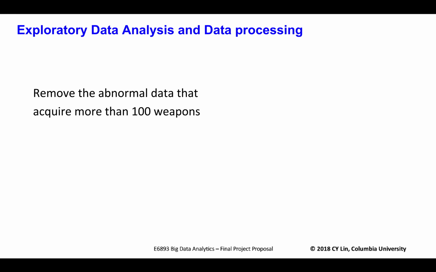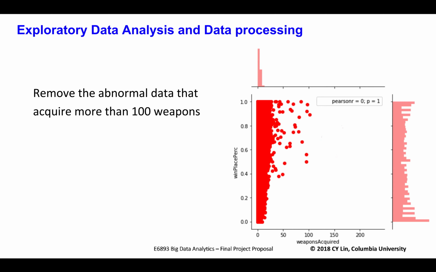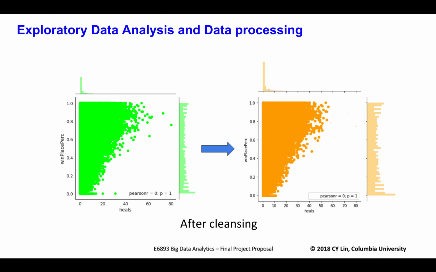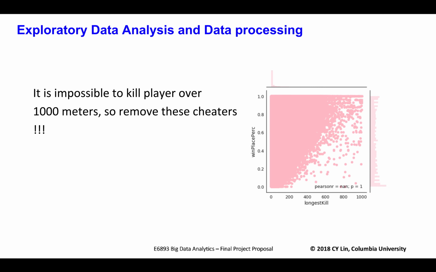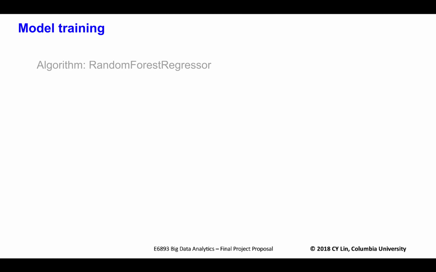And we also applied that approach to the weapons correlation with win place percentage and the heals correlation with the win place percentage. We also remove cheaters whose longest kill is more than 1,000 meters, because it is impossible to kill players at such a distance. So we remove the cheaters. After the data cleaning and EDA, we normalize the damage and kills to set a normalized base.